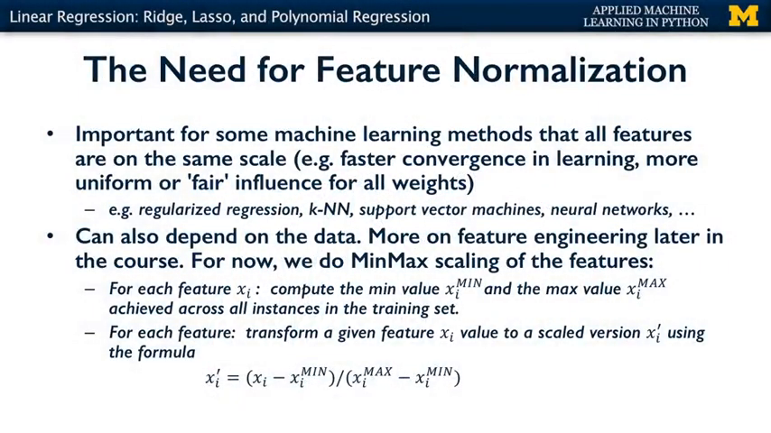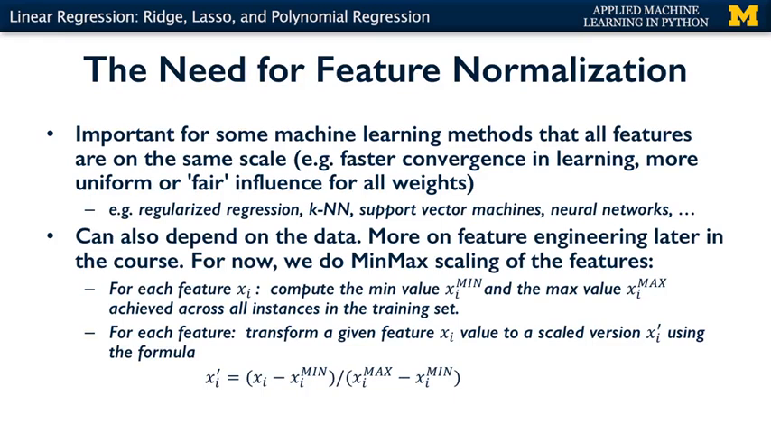So more generally, you'll see as we proceed through the course that feature normalization is important to perform for a number of different learning algorithms beyond just regularized regression. This includes k-nearest neighbors, support vector machines, neural networks, and others. The type of feature preprocessing and normalization that's needed can also depend on the data.